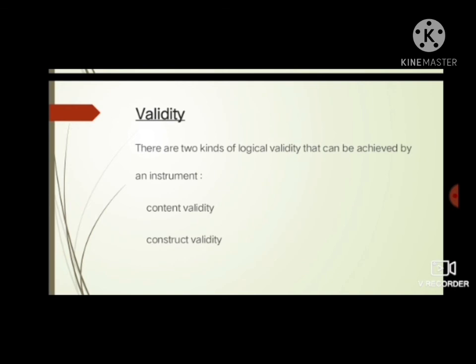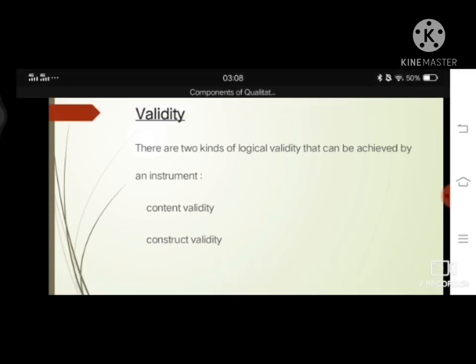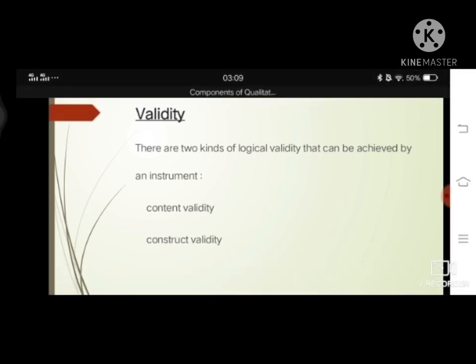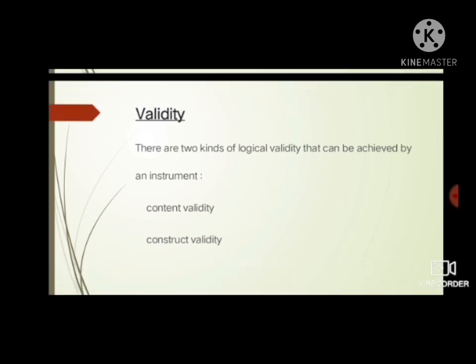Validity. Validity is a measure that shows the level of validity of an instrument. There are two kinds of logical validity that can be achieved by an instrument. Number one is content validity. Content validity: a test is said to have content validity if it contains specific objectives that are parallel to the material or subject matter given.